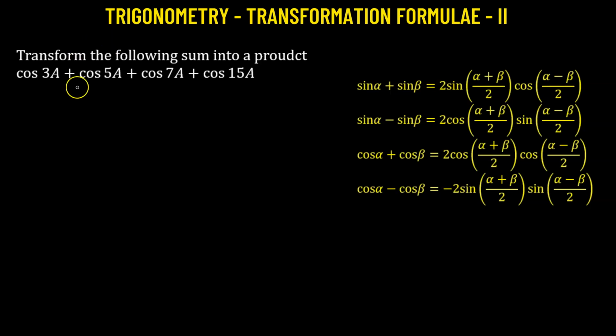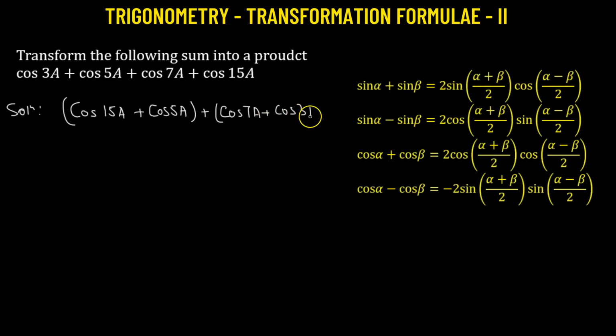So in this problem, our goal will be to convert the following sum into a product. So let us begin. First, we'll rearrange the terms. Let us consider the term cosine of 15a, and to it, we are going to add cosine of 5a. So this is going to be one sum, and this will be added to the next sum. The next sum will be cosine of 7a plus cosine of 3a.